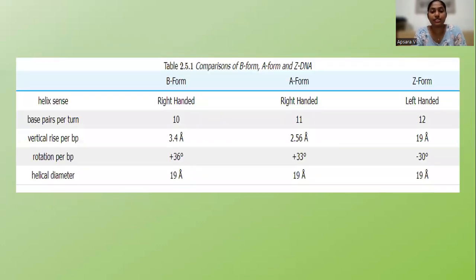Here is a table which compares B form, A form, and Z form. So when it comes to helix, B form and A form are right-handed and Z form is left-handed. When it comes to the base pair per turn, B form has 10, A form has 11, and Z form has 12 bases per turn.